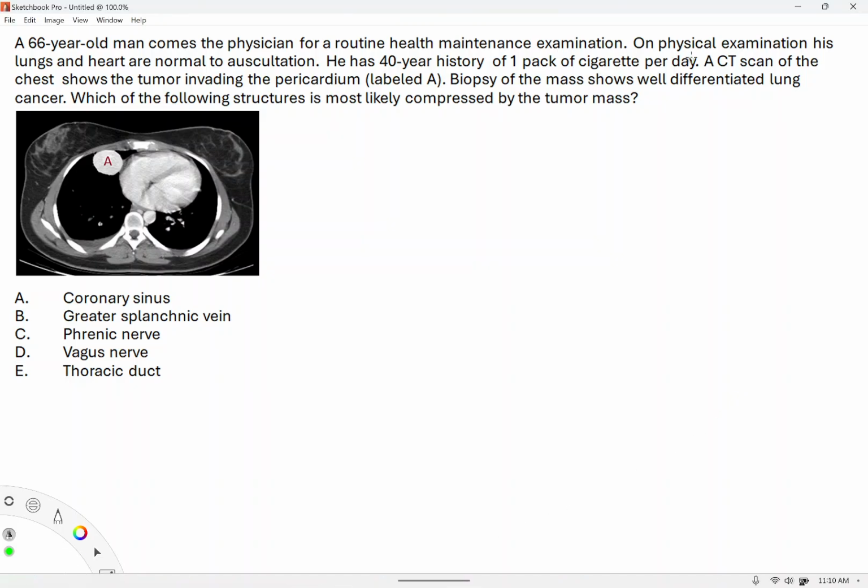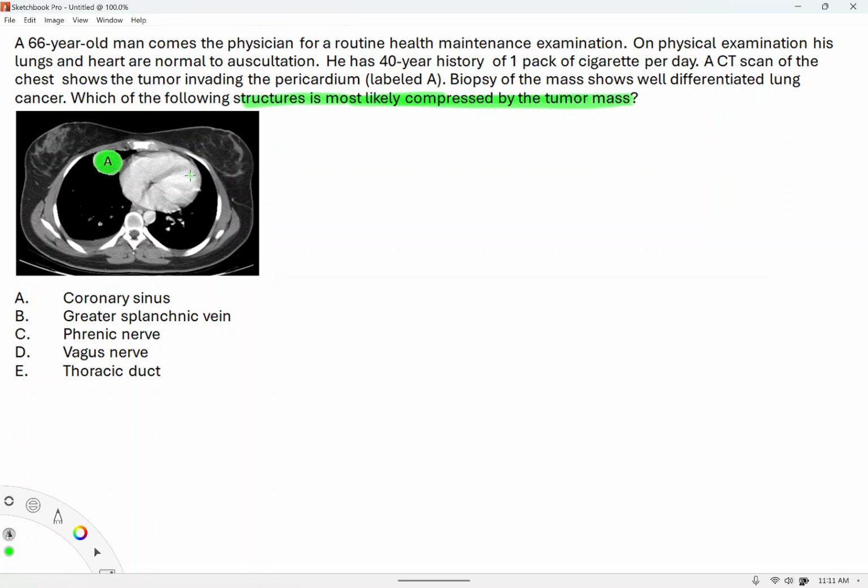So they're asking about which structure is compressed by the tumor. Let's highlight that. This makes it strictly an anatomical question. Let me color the tumor with green. This is the tumor in this picture. I colored it green. So this tumor is compressing the right side of the heart.